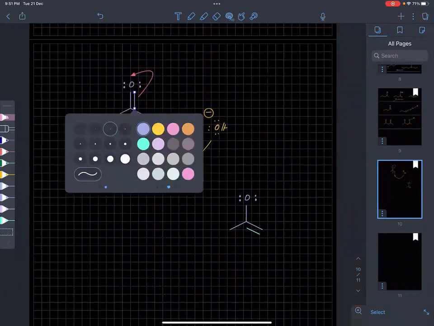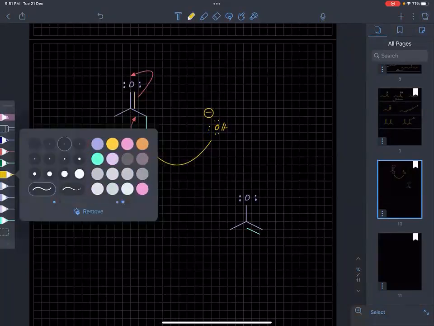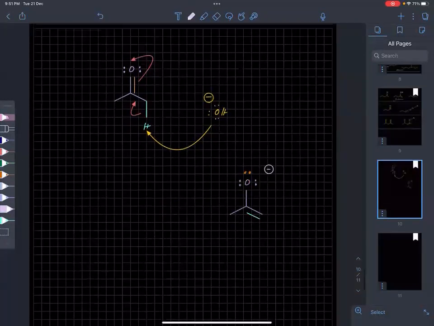I'll make this a different color, orange. So this lone pair I'll mention in orange. And this oxygen will get a negative charge. Why will it get a negative charge?